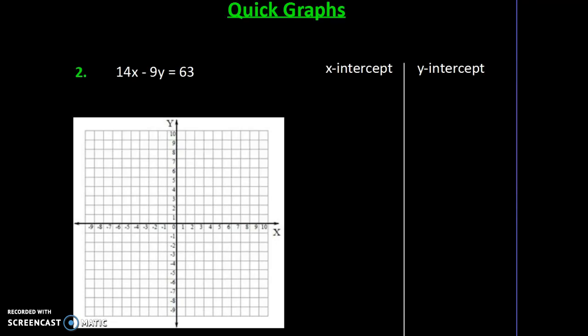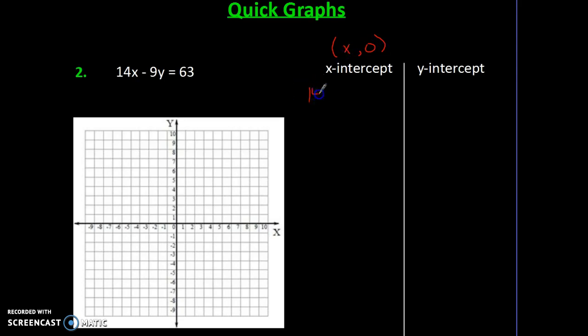14x minus 9y equals 63. We're going to use the same process. Right above my x-intercept, I know the x-intercept is where the line crosses the x-axis. Well, that is when y is always 0. And I have no idea what that x value is, so I would be solving for that.